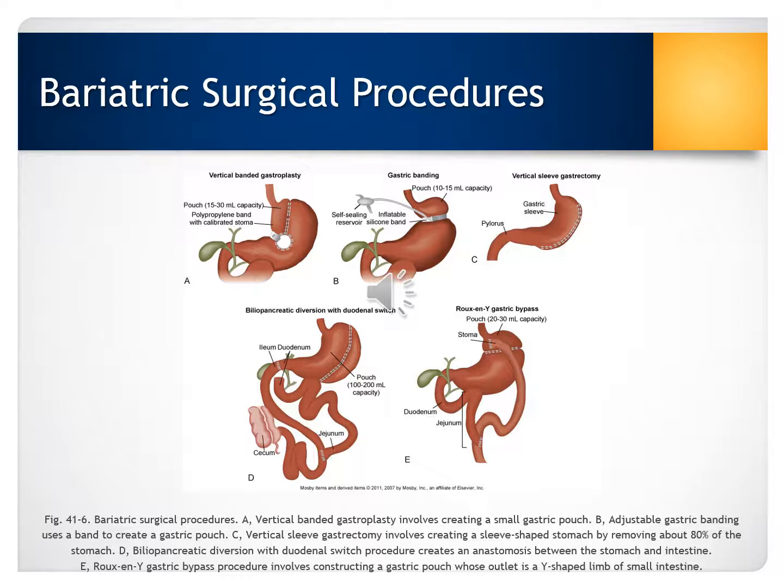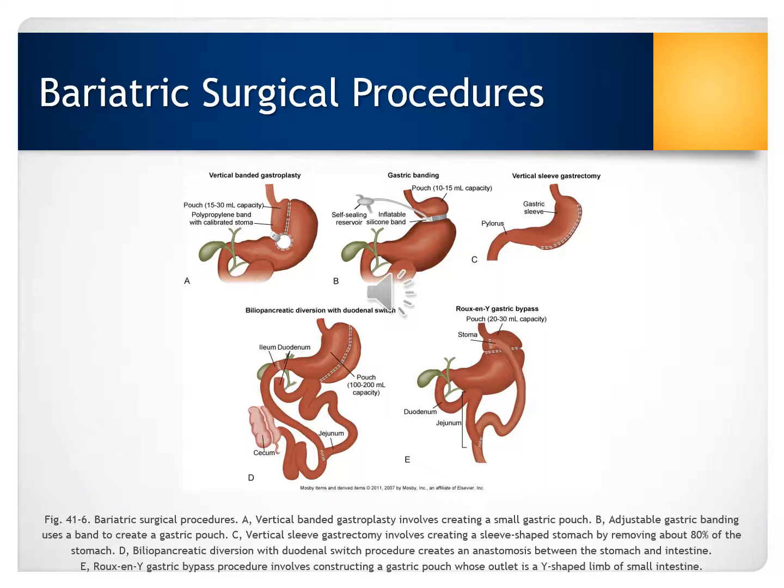Vertical banded gastroplasty has a band that is placed around the stomach, and staples are used above the band to create a small gastric pouch. In the biliopancreatic diversion, 70% of the stomach is removed horizontally. There is anastomosis between the stomach and the intestine. This decreases the amount of small intestine available for nutrient absorption.